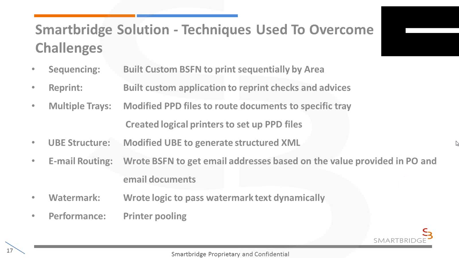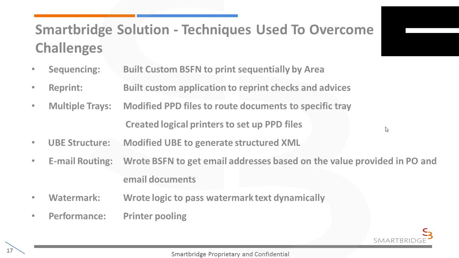When a check gets damaged or lost or jammed in the printer and needs to be printed again, there is no simple way in BI Publisher to reprint without processing the JDE data again. So for that, we have built an application on top of custom tables to print the checks.